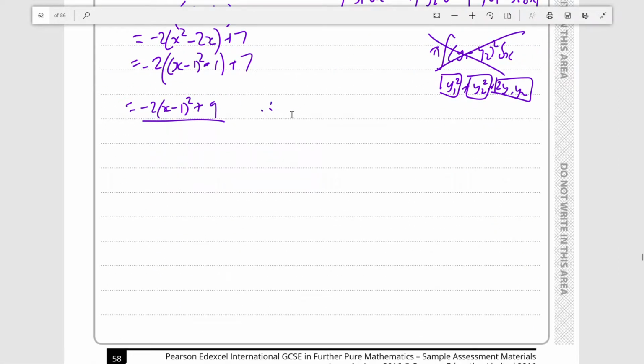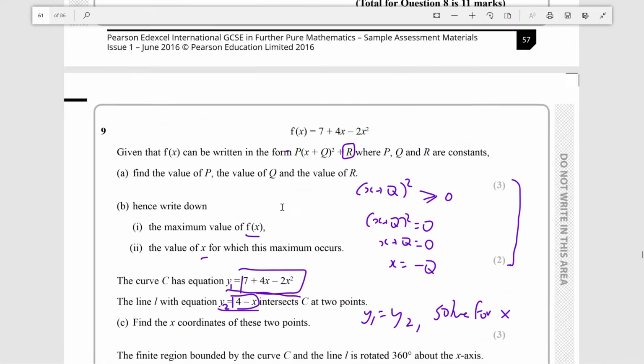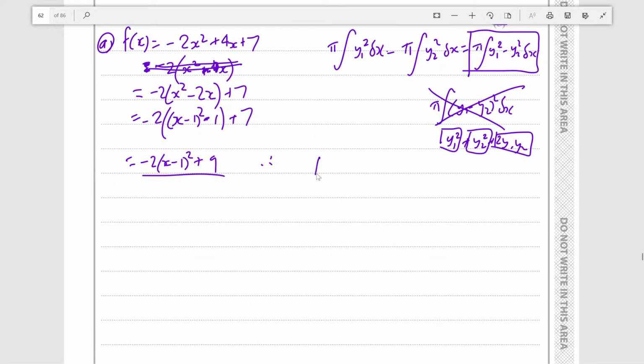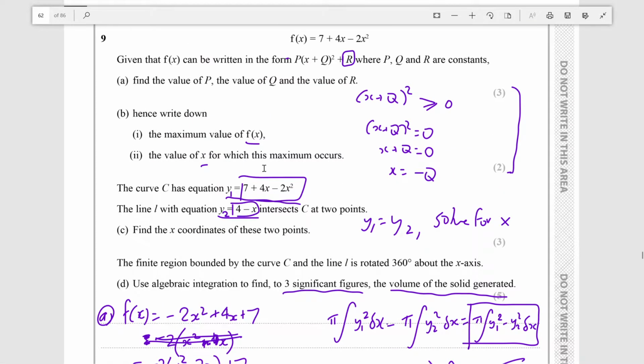And therefore, you're looking for the values p, q, and r. So p is minus 2, q is minus 1, and r is 9. And make sure you're looking for whether they want it in the form x plus q or x minus q, because there is a reason to do both.